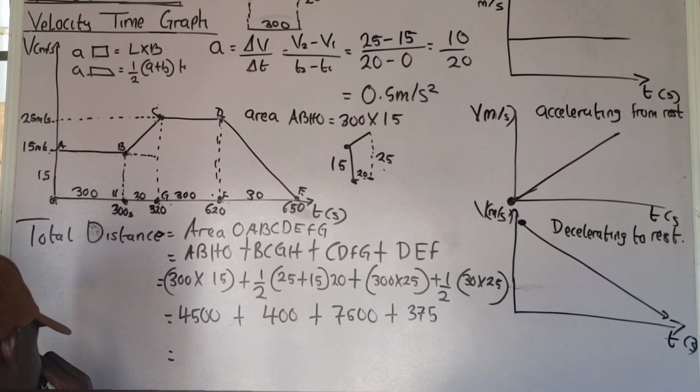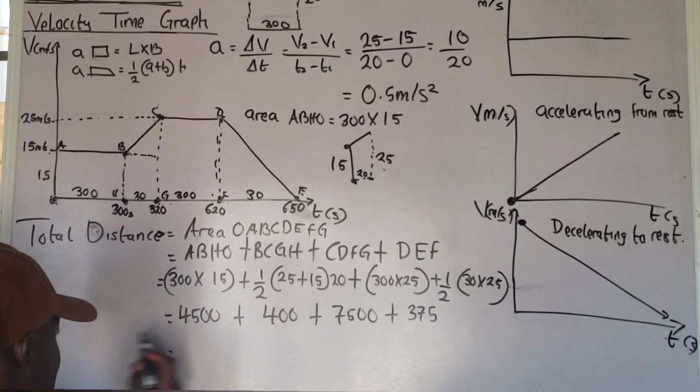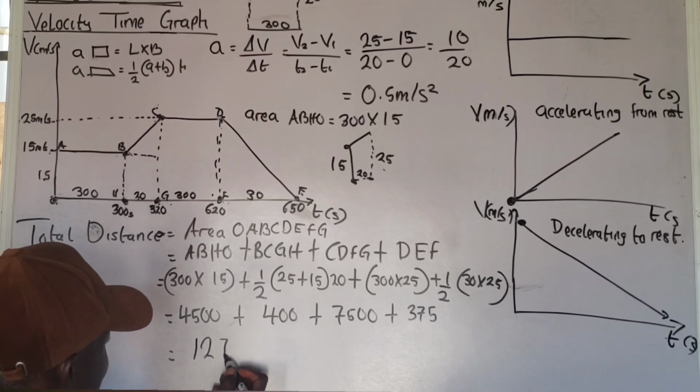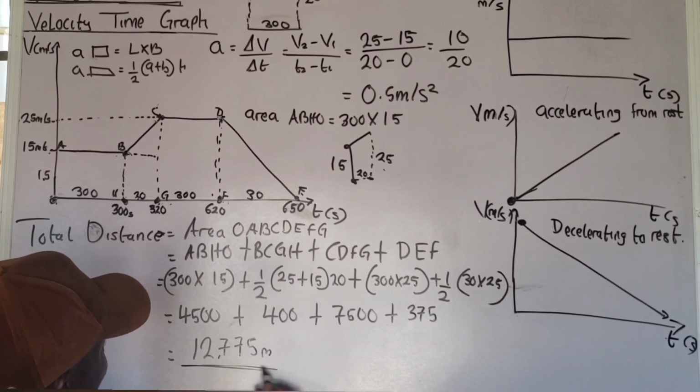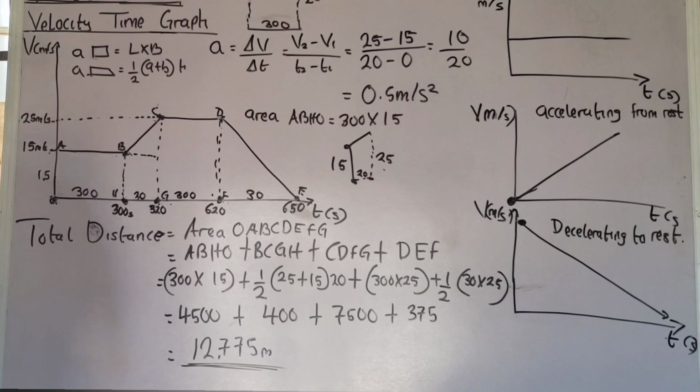So if you add all this together, we're going to get the area. That will be 12,775 meters. That is the area, which is the total distance. You understand? The total distance here is this. Okay. Now, let's proceed to the next question.